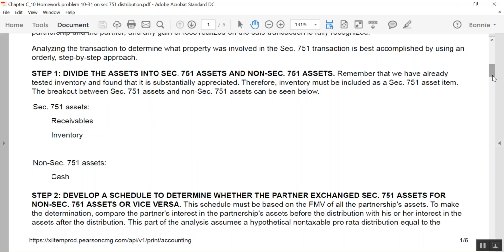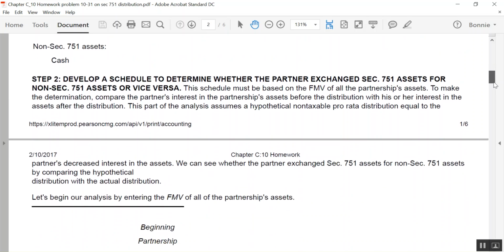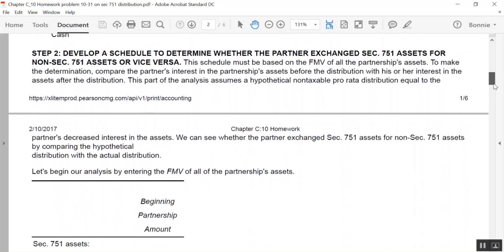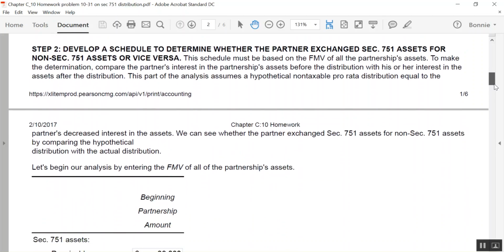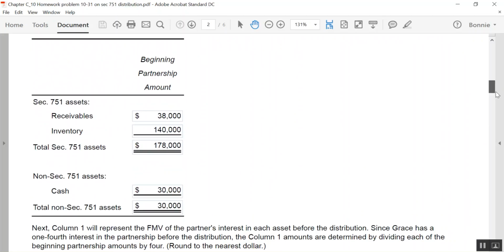First, in the very first column, which is considered column 0, you divide your assets into those that are 751 assets and non-751 assets. We're going to do that first. And remember, you do this at fair market value. Everything that you do in this table, for all of the columns actually, is going to be at fair market value.